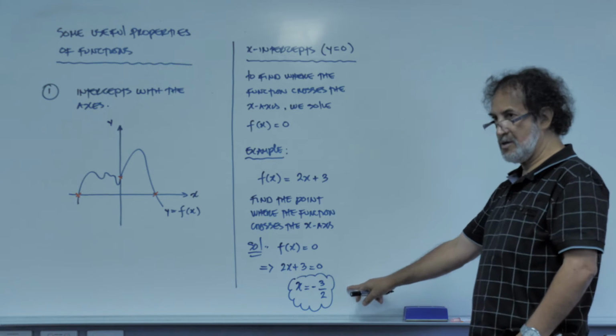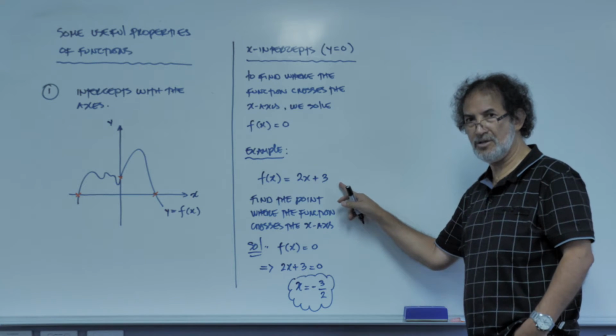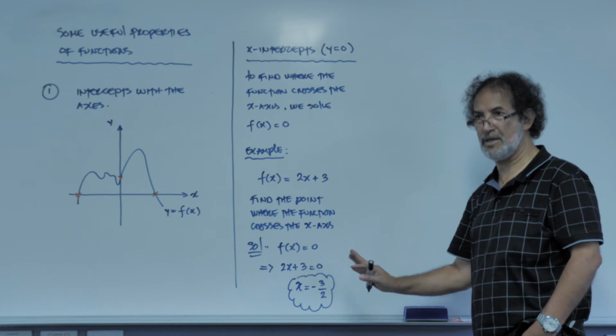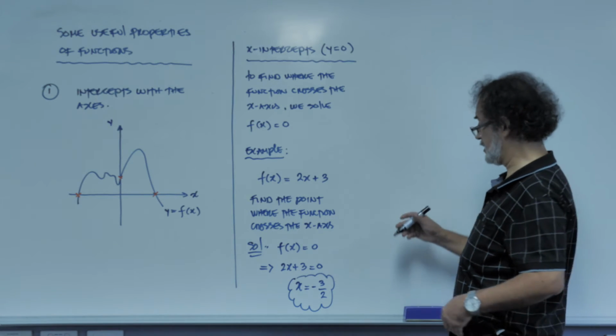Okay, so this is telling you that if you sketch this function, it will cross the x-axis exactly at that point. That's it. Too easy? Too easy. All right.